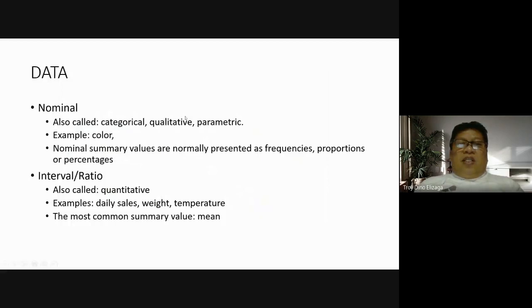Nominal is also called categorical or qualitative. For example, the color, or something that is descriptive. Nominal summary values are normally presented as frequencies or proportions or percentages. We already discussed this at the start of the semester. Interval ratio is also called quantitative. Examples are daily sales, weight, temperature. And the most common summary value is the mean.